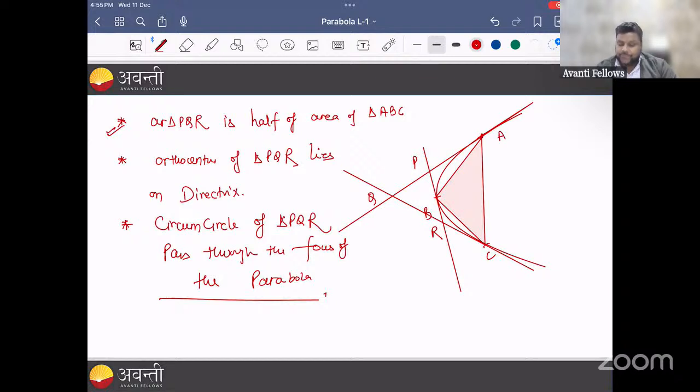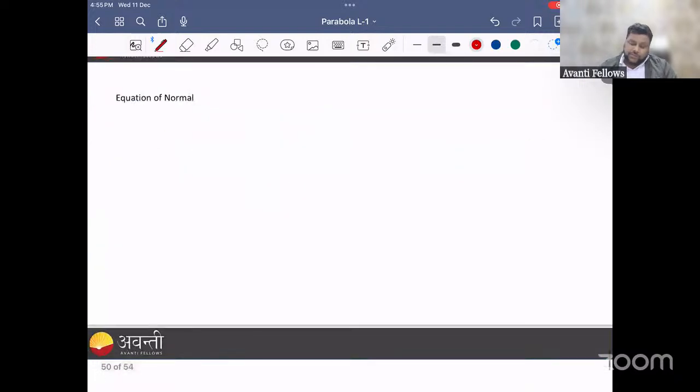Fair enough? Now, equation of normal to a parabola. See, normal, I also told you in the circle. Normal is any line which is perpendicular to the tangent at the point of contact. Got it? So in the point form, we don't generally remember the equation of normal. You just get the equation of tangent, write a line which is perpendicular to the tangent passing through the point of contact, you get the normal.